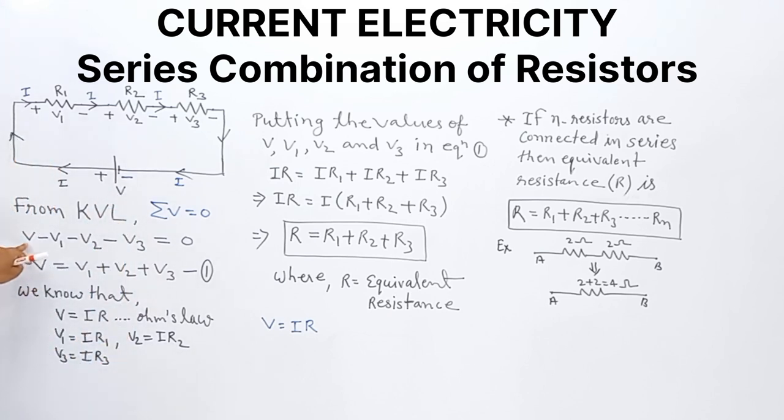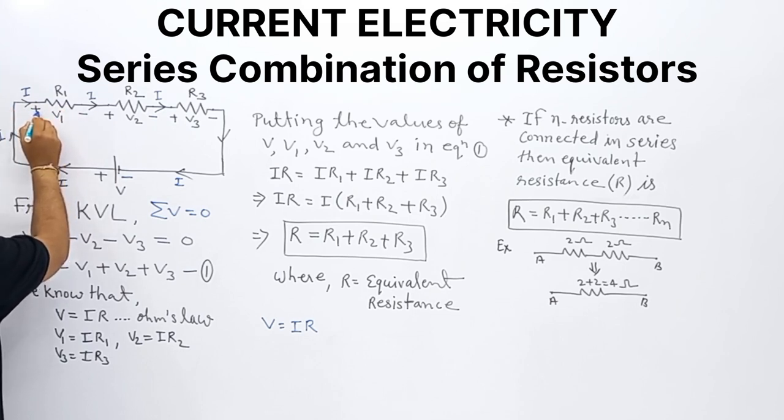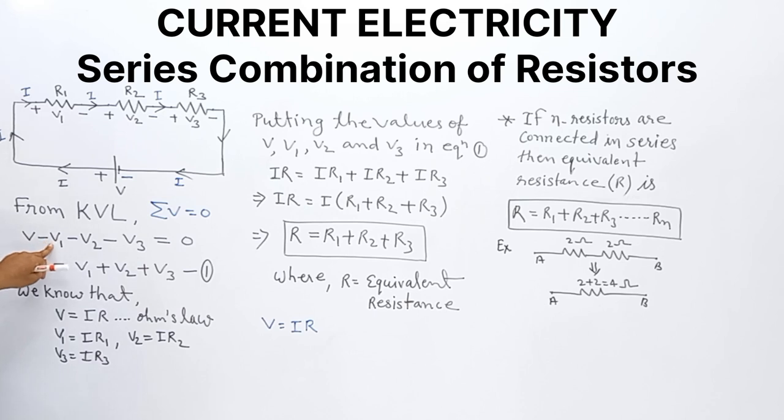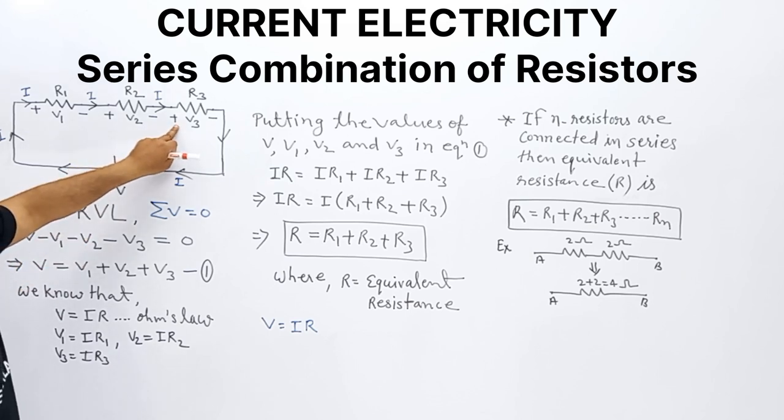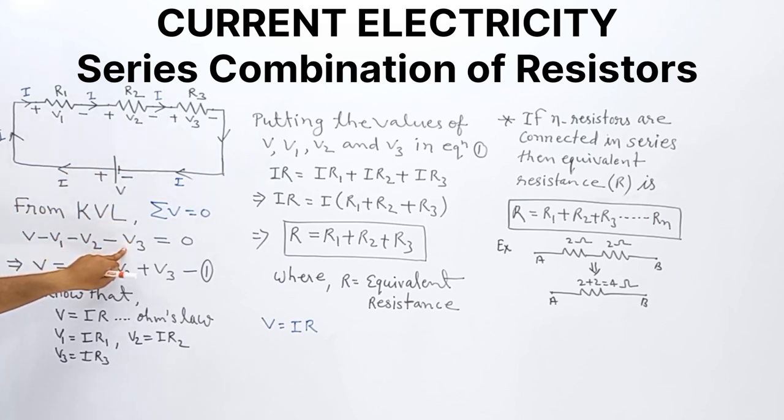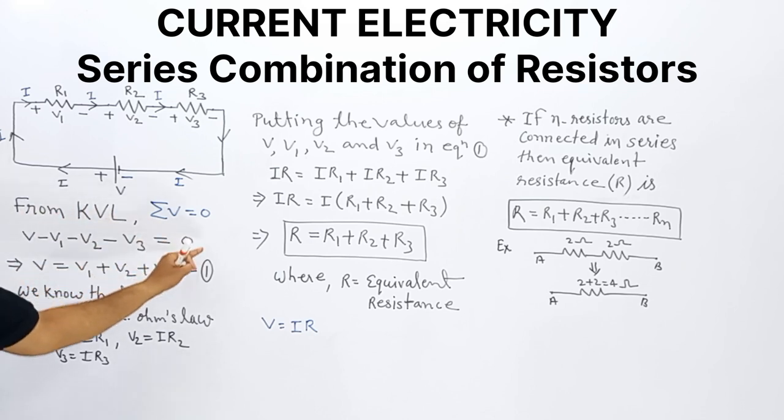Are you getting what I am saying? Current entering negative means the voltage sign will be positive. Now this current is entering the positive terminal, so the sign of voltage will be negative. V1 we take negative, and likewise V2 and V3, since current is entering the positive terminal. Finally the sum of these voltages will be 0. So V minus V1 minus V2 minus V3 equals 0. This is Kirchhoff's voltage law.